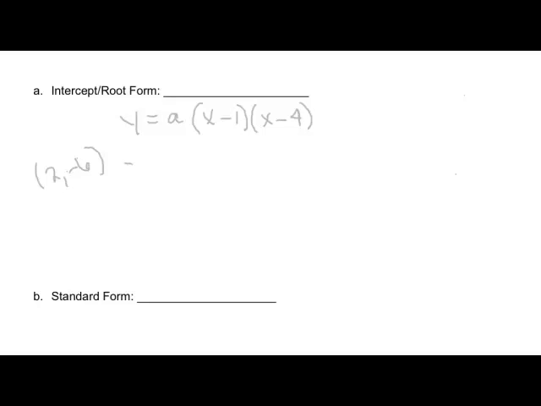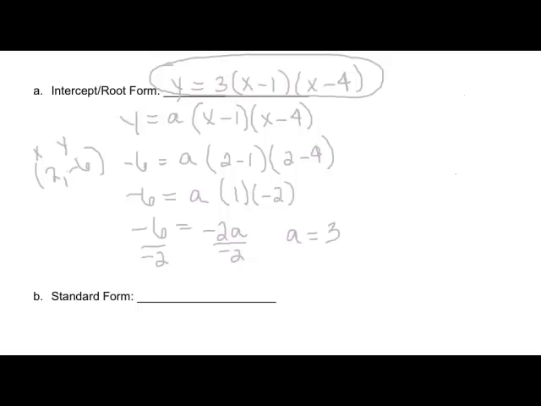So our y value is going to be -6. Remember, this is x and this is y. So we have a equals 2 minus 1 and 2 minus 4. So -6 equals a times 1 times -2. So we get -6 equals -2a. Divide by -2, and a equals positive 3. So our equation in intercept root form is y equals 3 times (x minus 1) times (x minus 4).